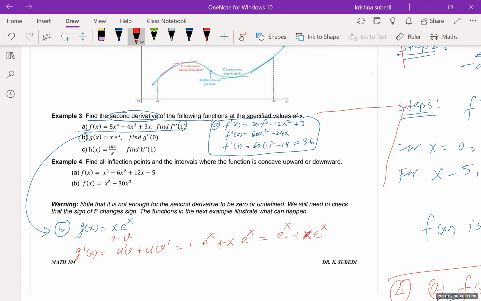Now for the second derivative, our second derivative is going to be, see here, this one, the derivative of that is going to be itself.